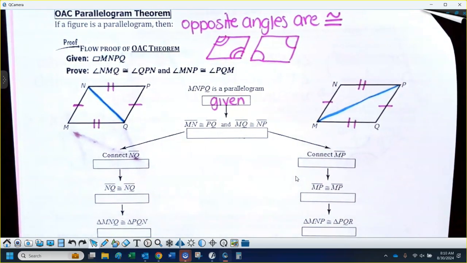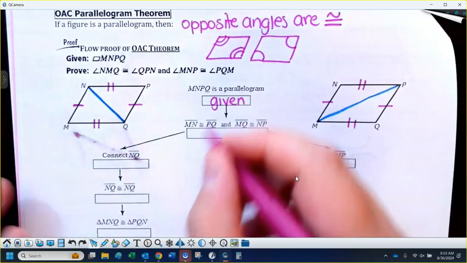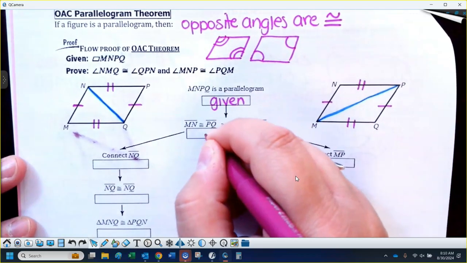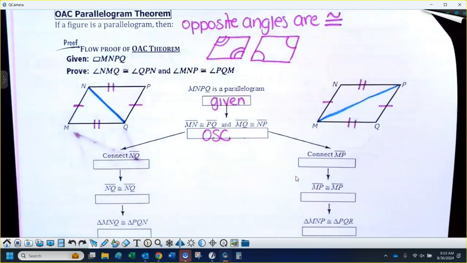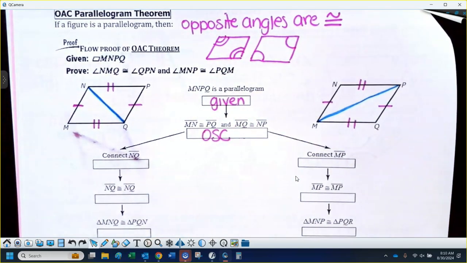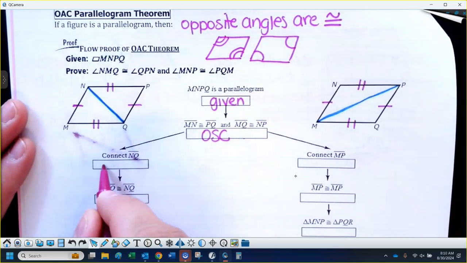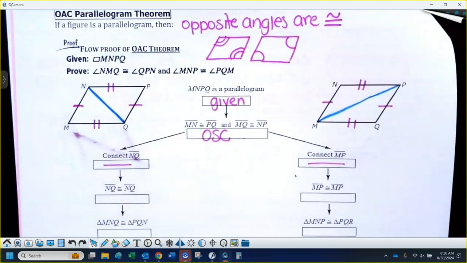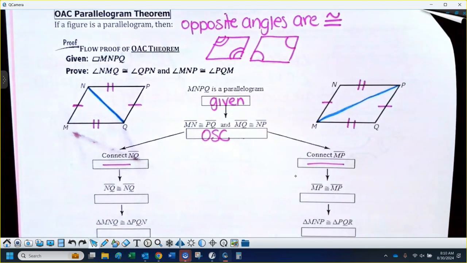Now, my defense of that is literally what we just proved. We know if we have a parallelogram, we just proved this, that opposite sides are congruent. So I'm just using the theorem we literally just did. All right, now, we already just did this. I had you guys do this. This one says connect NQ. This one says connect MP. We don't have to defend that. We're just going to draw that in the picture.